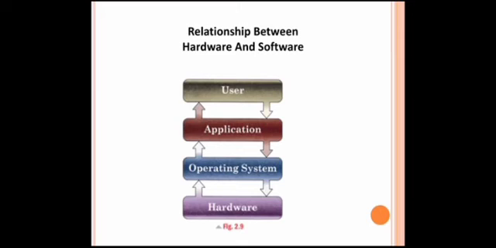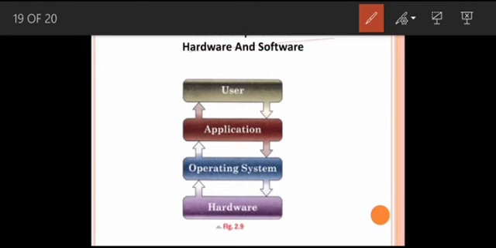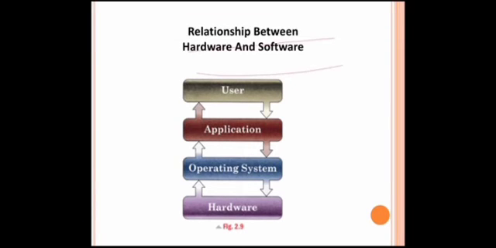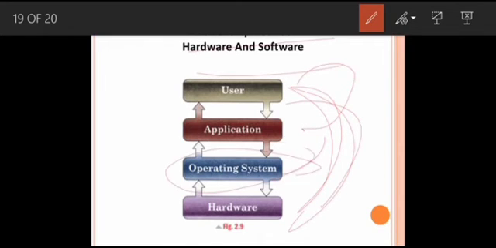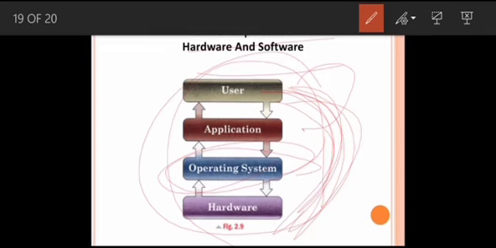Now we need to discuss what is the relationship between hardware and software. What is this relationship between hardware and software? See, we know the operating system acts as an interface between user and hardware. We actually work on application software, and the operating system acts as an interface between the user and the hardware. So this is the relationship between hardware and software. And this is the end of the chapter.